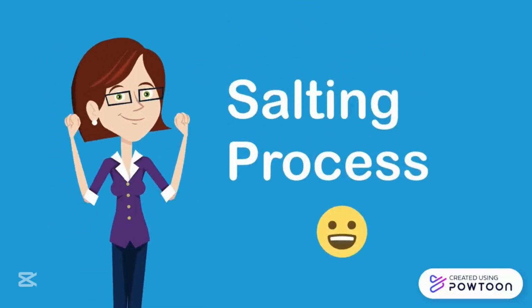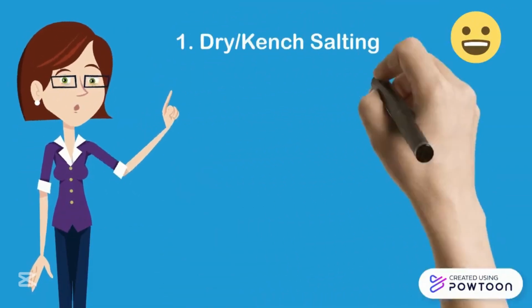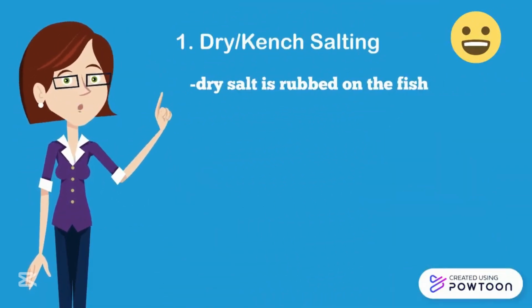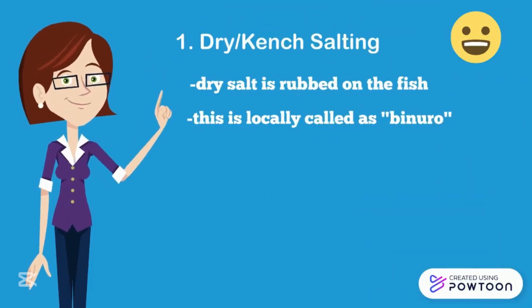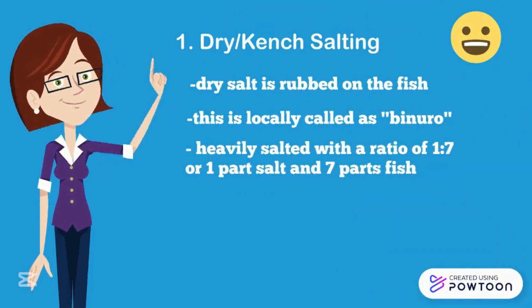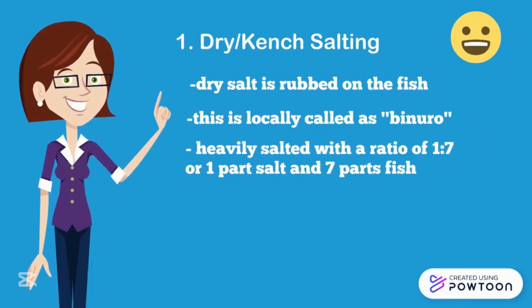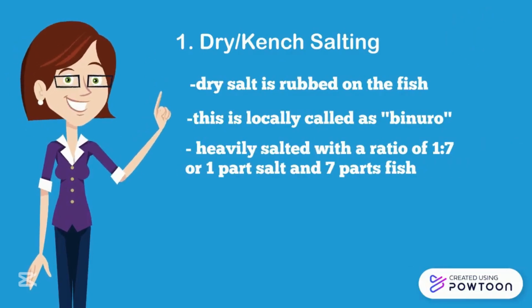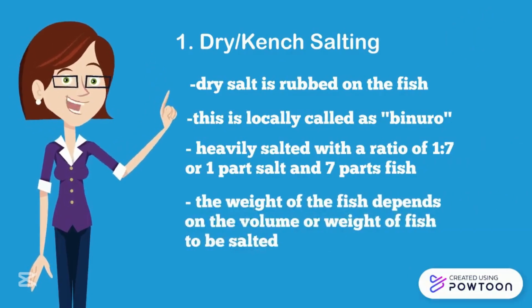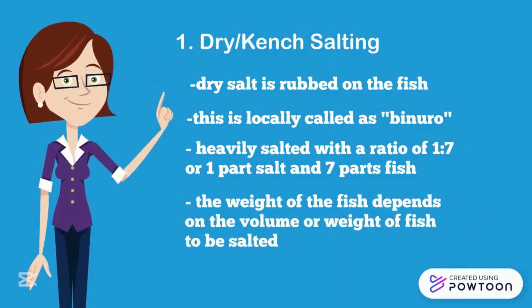Salting process. First is dry or kench salting. Dry salt is rubbed on the fish. This is locally called as binuro. Heavily salted with a ratio of 1:7, or 1 part salt and 7 parts fish. The weight of the salt depends on the volume or weight of fish to be salted.